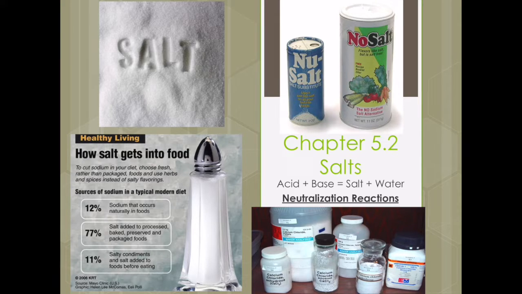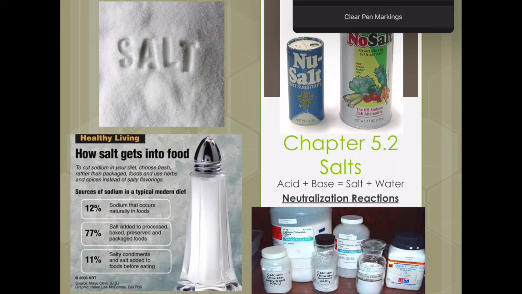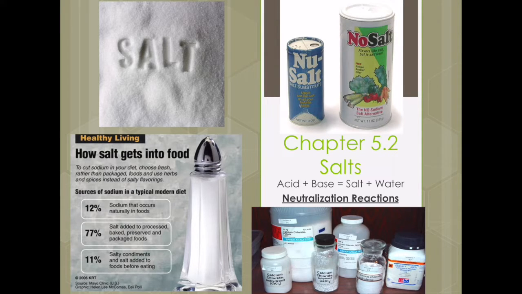Okay, so how do you get salt? Well, there's sort of a famous rule which says acid plus base gives you salt and water. And I'll just sort of highlight that rule here, right? Acid and base gives you salt and water. And that's what happens when you neutralize.